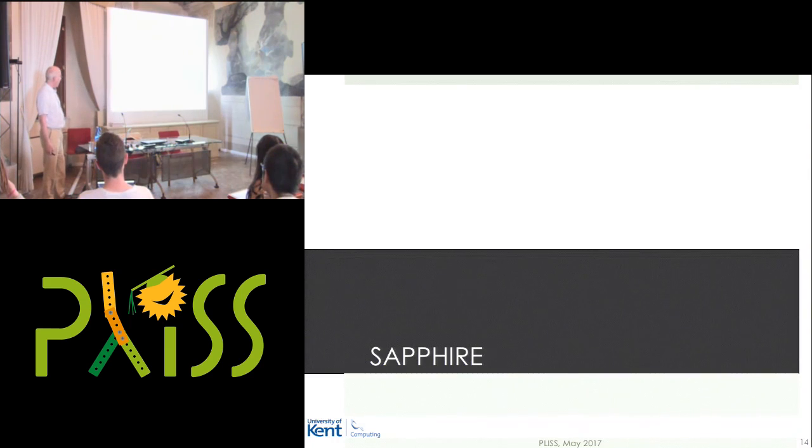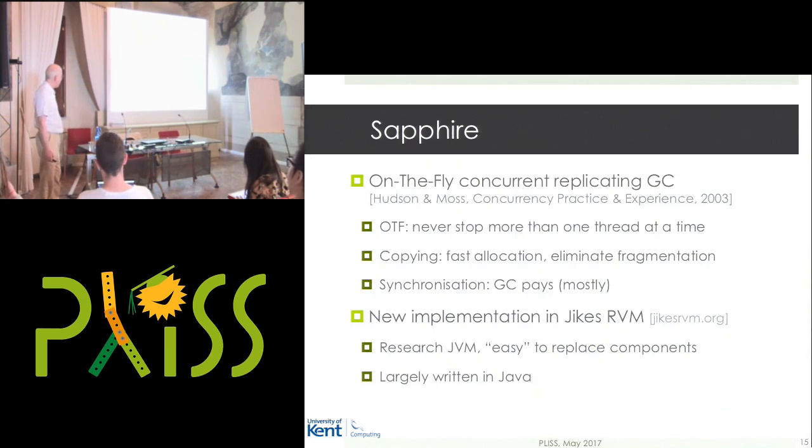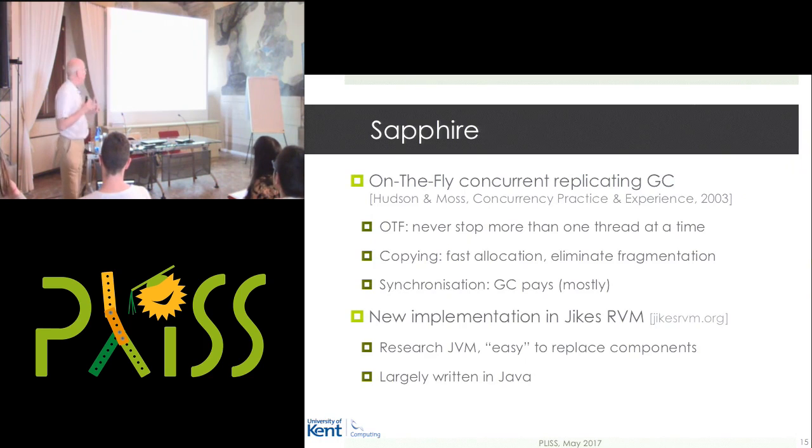Right, so let's talk about Sapphire. Sapphire is an algorithm originally developed by Elliot Moss and Rick Hudson. It's an on-the-fly concurrent replicating GC. On-the-fly means it never stops more than one thread at a time. Replicating means that it's a copying collector. It's trying to build two replicas of the heap, and when it's finished building the replica, it will switch over to using that rather than the original one.